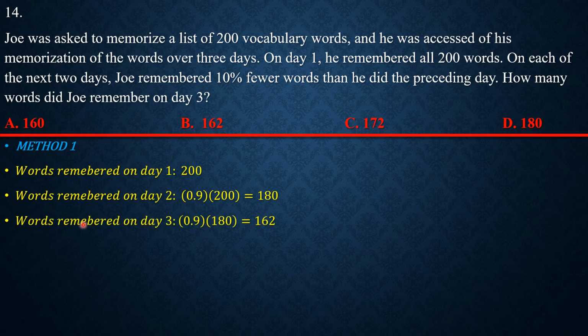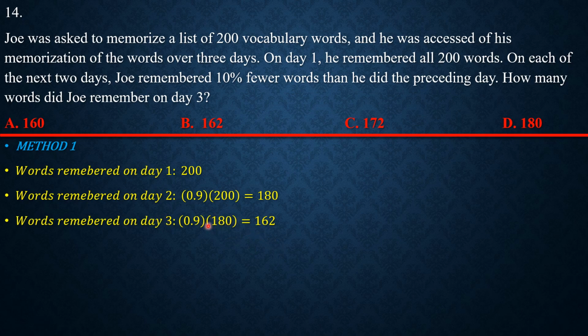Now the third day. What's remembered on the third day would be 90% of the words remembered the previous day, which is basically 180. So you have 0.9 multiplied by 180. So that gives you 162. Remember, this is maths without calculator, so you are going to have to do this in your head. So how do you do that?